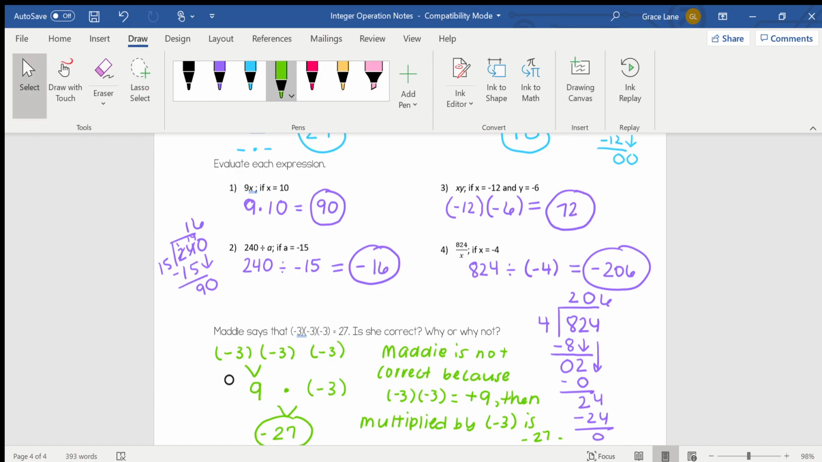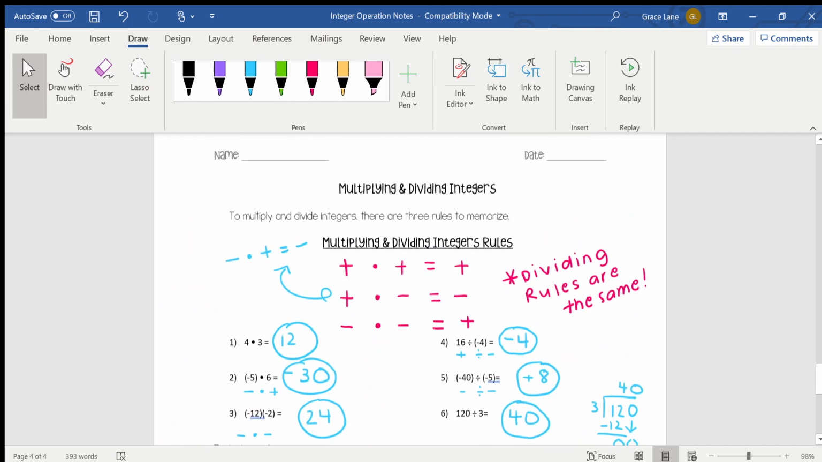Like I said, very simple. All you guys need to do is memorize these rules. Positive times positive is a positive. Positive times negative is a negative. Negative times negative is a positive.